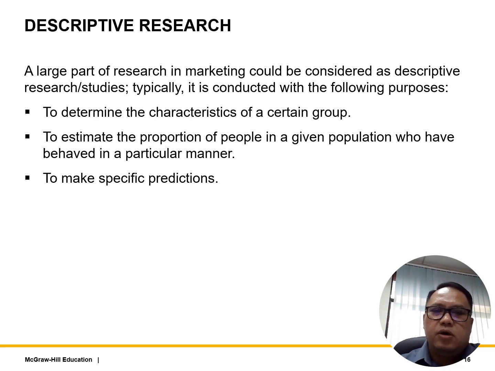second purpose, which is to estimate the proportion of people in a given population who have behaved in a particular manner. Whenever you already understand and have all the information, the numbers or percentage of the group in that population, it's easy for you to make a decision, or to strategize after that. And this also links into the specific prediction, which means it gives you an idea on how to develop your marketing strategy for that particular group.